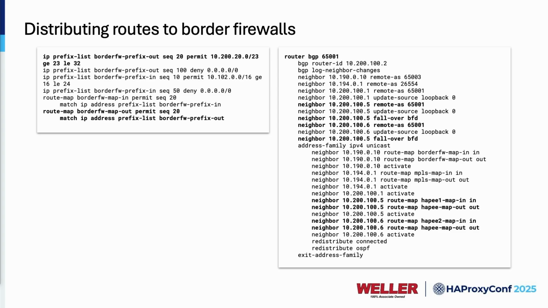So on the right-hand side here, our neighbors 10.200.100.5 and 100.6 are our load balancers. And you can see we have failover BFD there. And then we also have some route maps attached to that. We're using 2 different route maps for bringing the routes into the cores, because originally we deployed this without using equal cost multipathing. But once we got our stick tables behaving the way we wanted to, we can actually eliminate that now too.